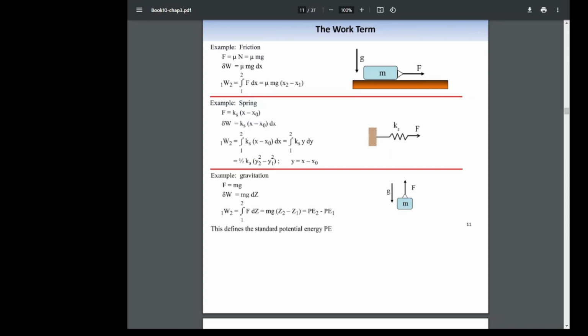And if we do the same thing, we integrate over that, and we just come up with a difference in displacement. And we see this as potential energies. Okay, so we can define this as potential energy. Okay, and that's about it. So those are the three we're going to look at.